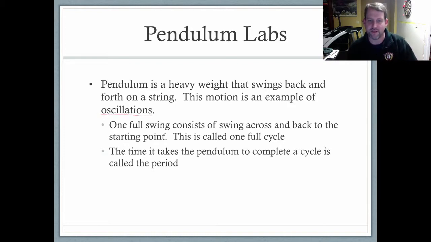Now, a few definitions here. A cycle. This word right here, a cycle means one full swing. So it's a there and a back. Not just a there, but a there and a back.